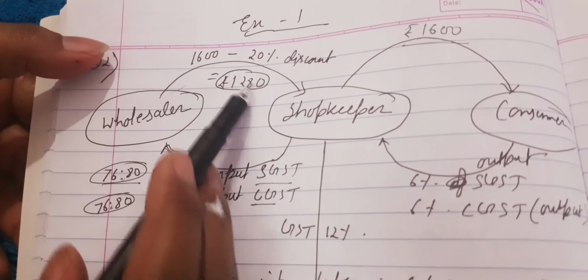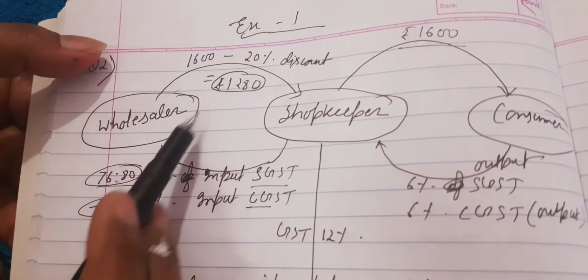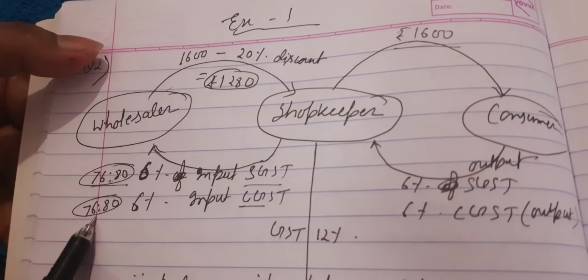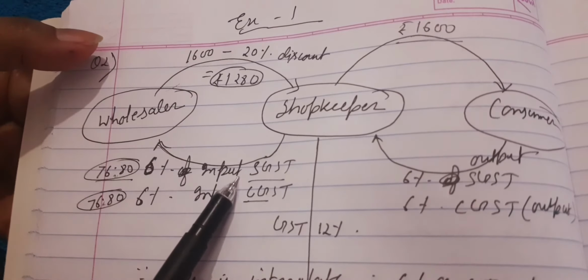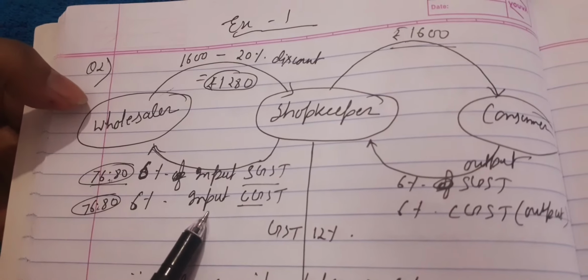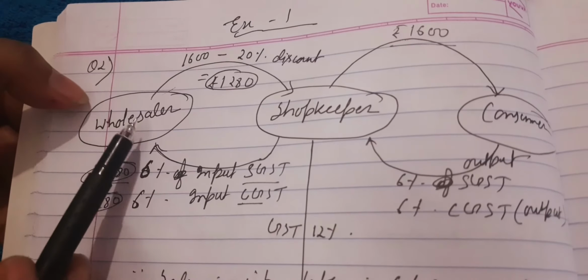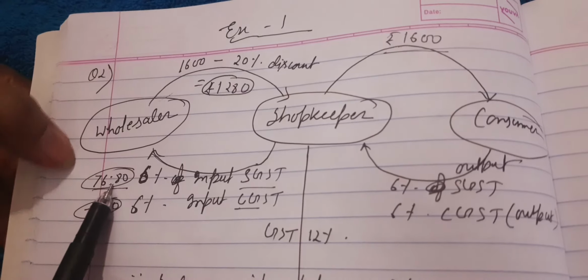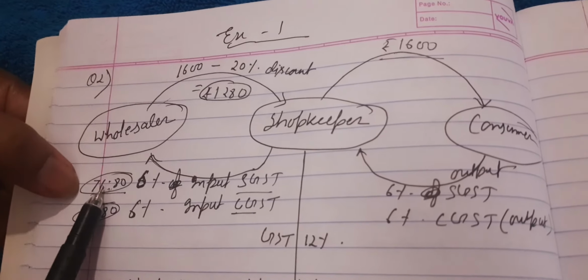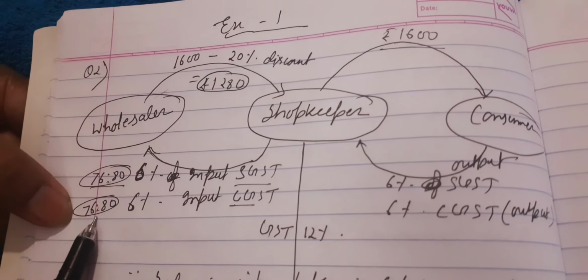So total amount paid by shopkeeper is 1280 plus this, right? Or we can say cost price of camera plus input SGST plus input CGST paid by shopkeeper to the wholesaler. Wholesaler will keep this money with him or her, and he will completely pay this total amount to state government and this amount to central government.